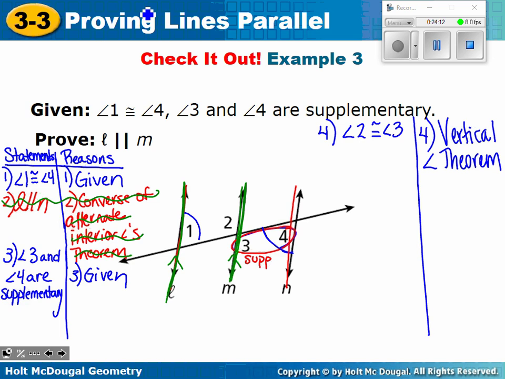Okay, so we have 2 is the same as 3, and so instead of having 3 and 4 supplementary, we could say 2 and 4 are supplementary. Okay, and then since 1 and 4 are the same, we could say 4 and 2 are supplementary. Or not, sorry, 1 and 2 are supplementary. And that would give us what our goal is. Okay, but to do substitution, we're going to have to change everything to equal signs.